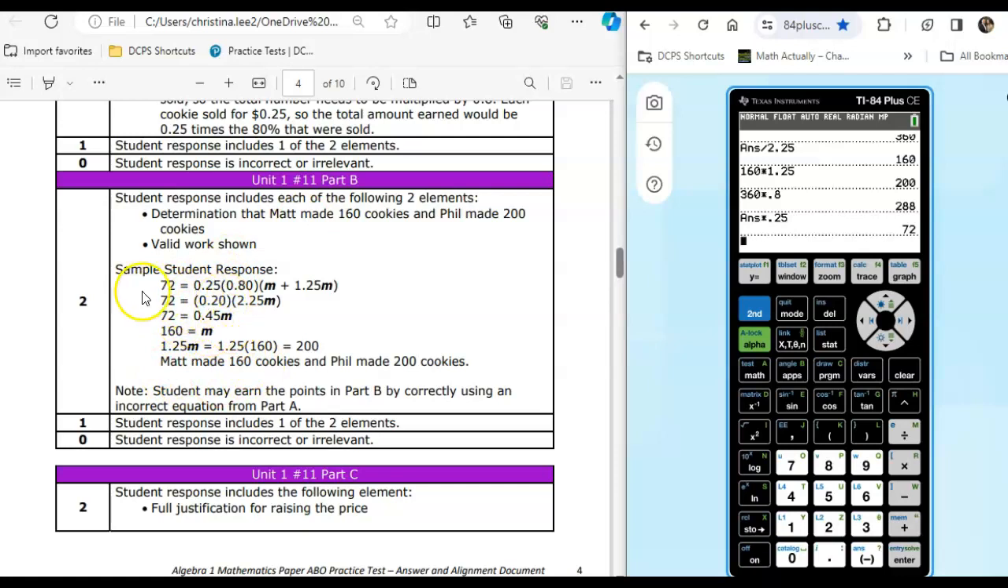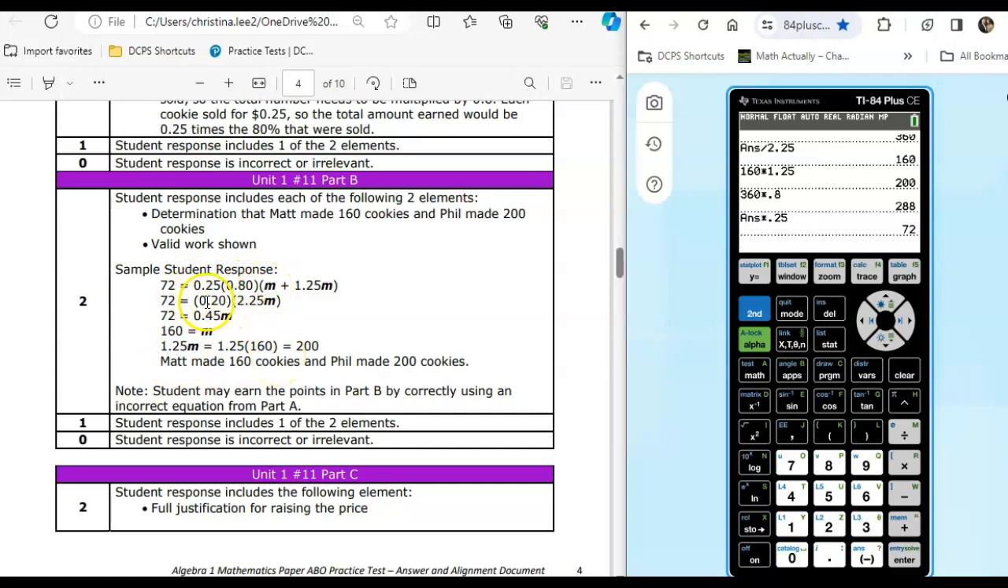All right, so here again, they did something similar to what I did. They combined M and 1.25M, making it 2.25M. And then they multiplied the 0.25 by the 0.8 before dividing, which you can do. You'll get the same answer. It doesn't matter how you do that. Notice we still got M equals 160.